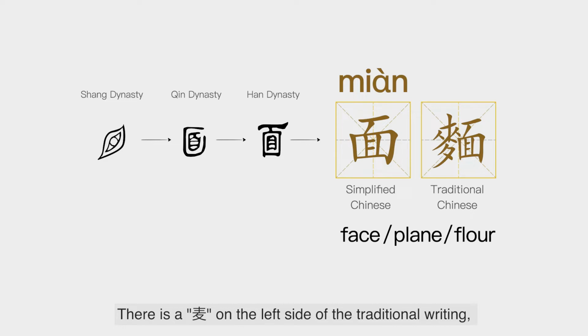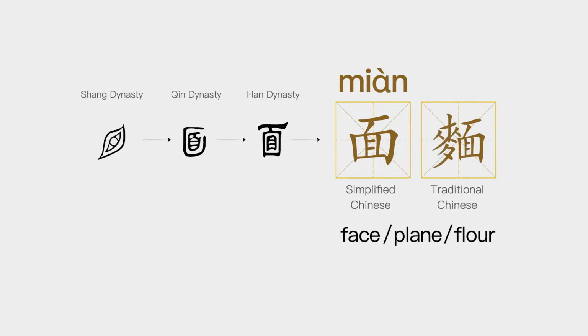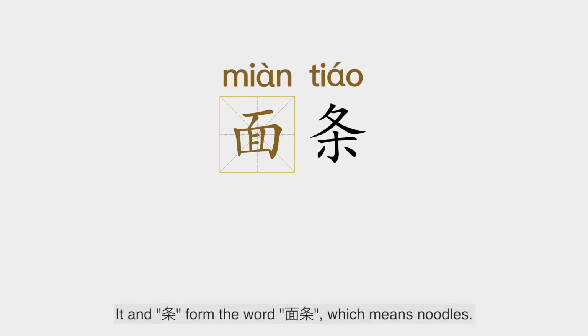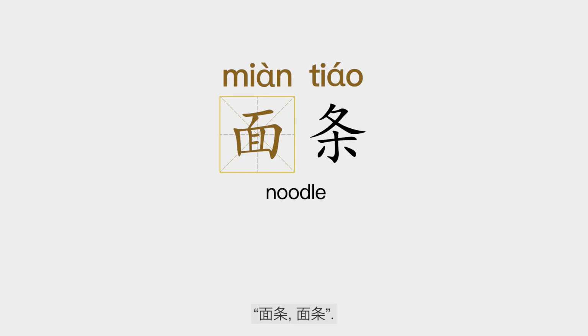There is a mai on the left side of the traditional writing, indicating that it is related to wheat, and the mian on the right represents its pronunciation. It and tiao form the word mian tiao, which means noodles. Mian tiao. There are a lot of kinds of noodles in China.